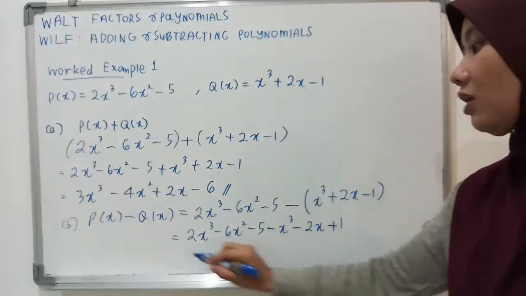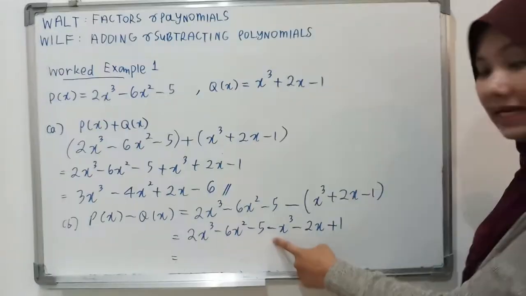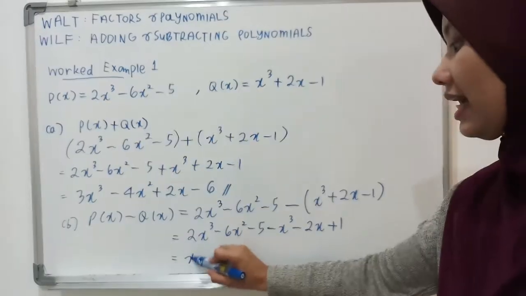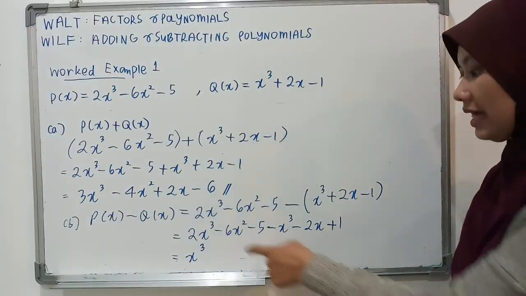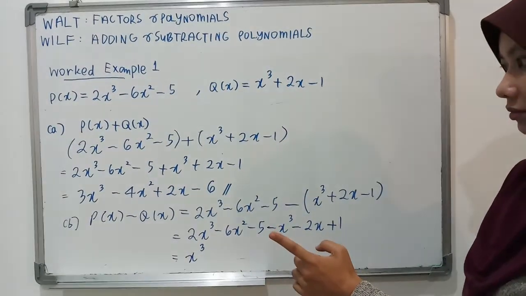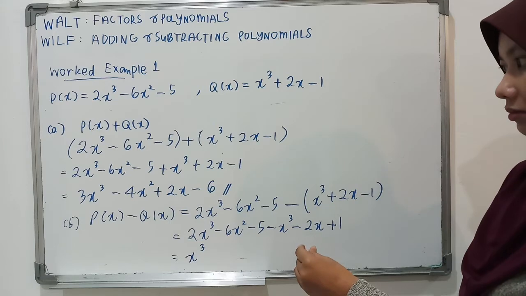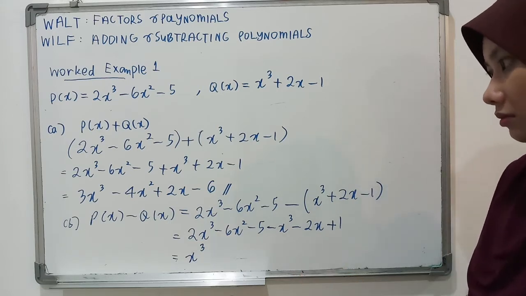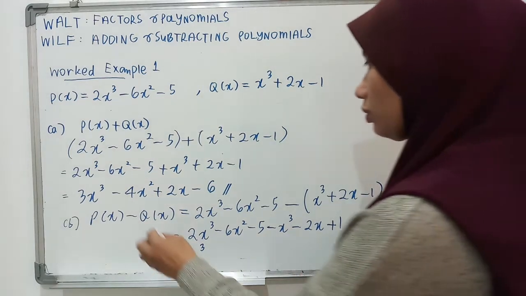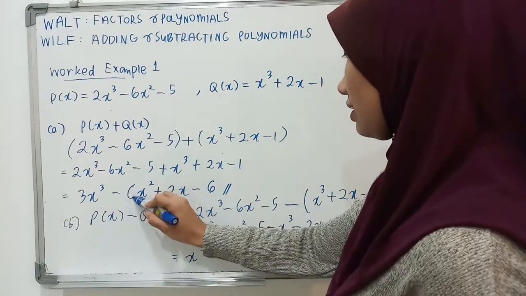Okay, so now let's complete this. 2x cubed minus x cubed, that is just x cubed. Negative 6x squared, that only. Wrong answer. Negative 6x squared.